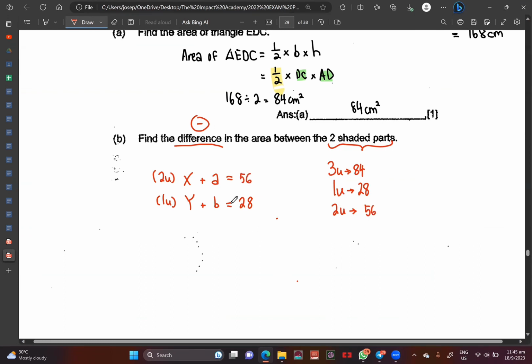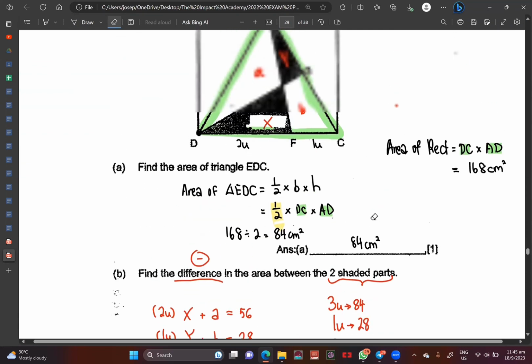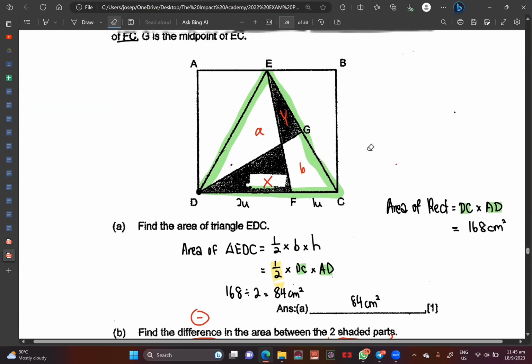But again, you see, A and B, they are not the same. So you cannot cancel it. If they are the same, you will just cancel, and then you can find the difference between X and Y. But unfortunately, we are not able to do that. Some questions allow you, but for this question, it doesn't. It is definitely way more complicated.